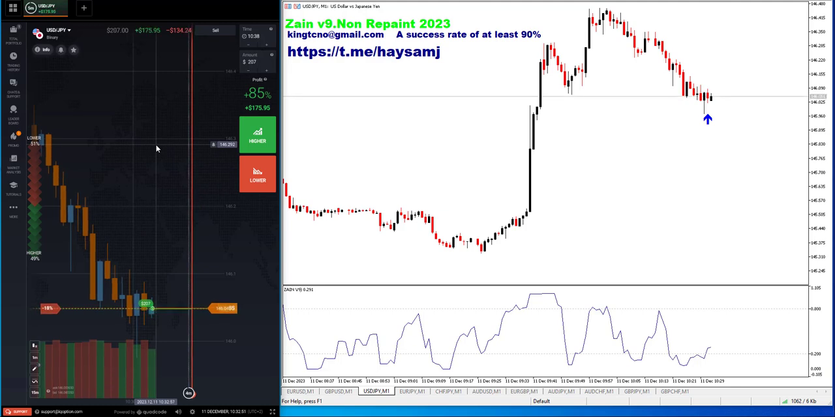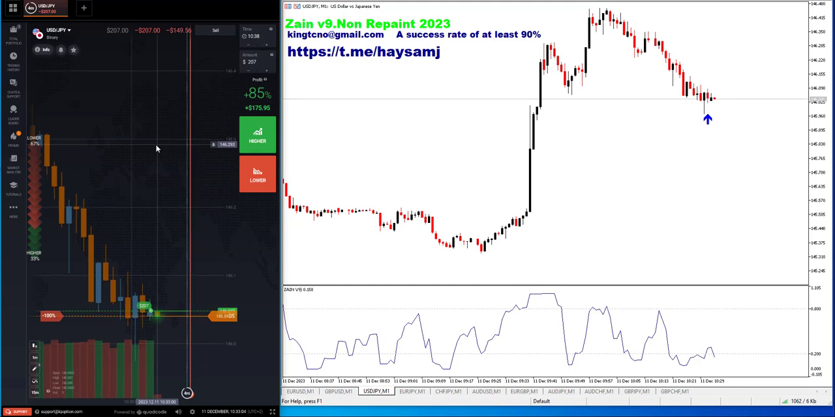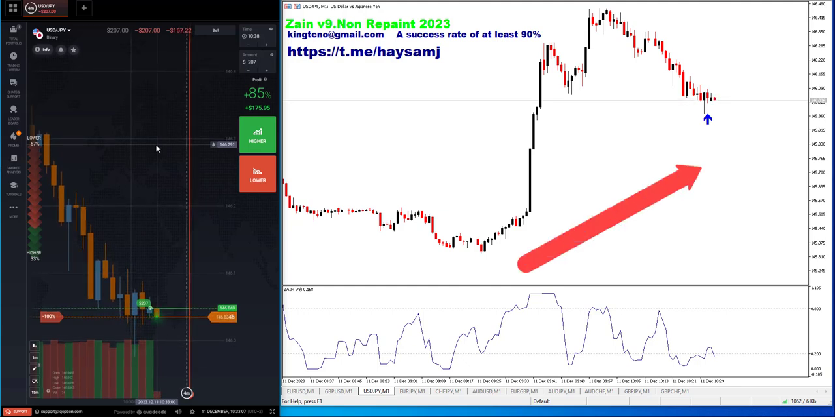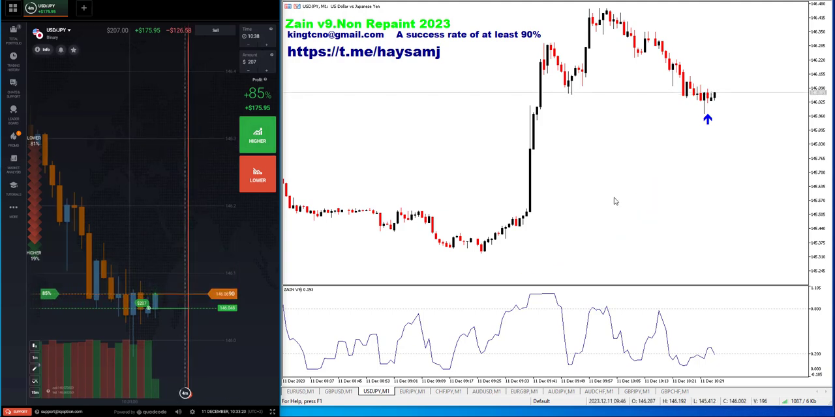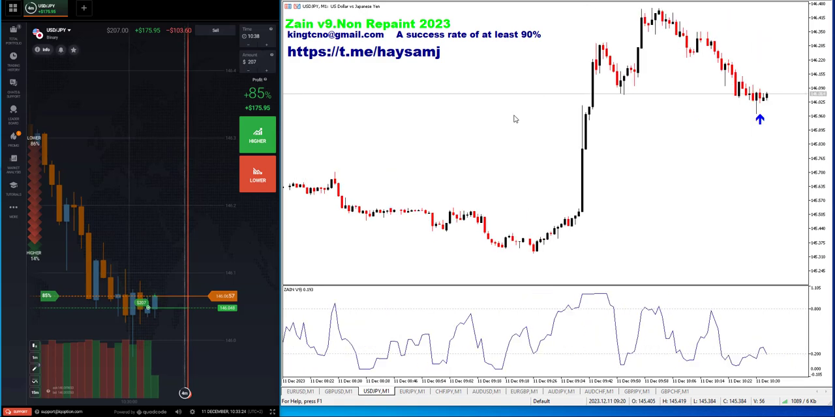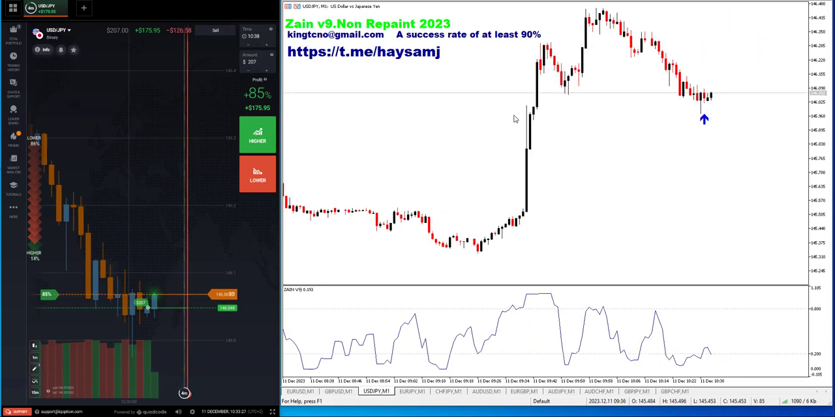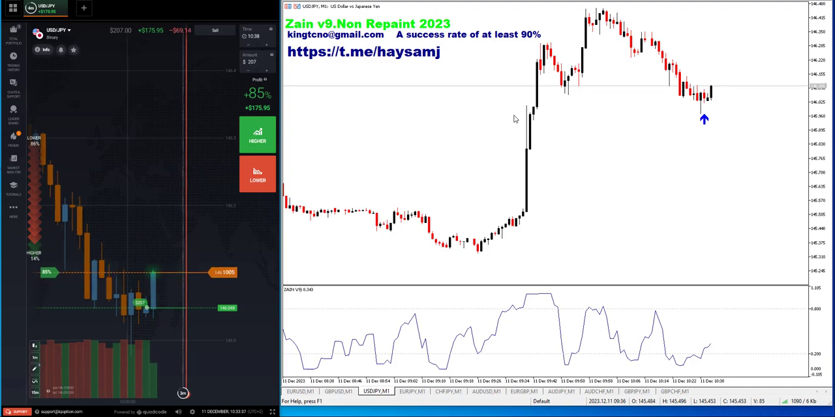All signals with the price direction will provide a bullish signal and a bearish signal. This signal is an indication of an upward trend.